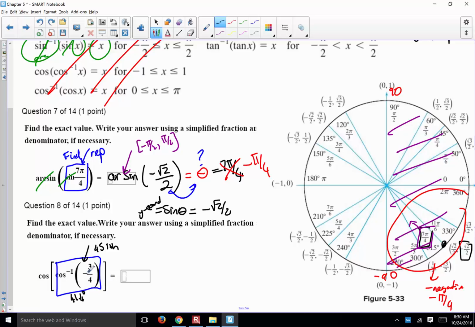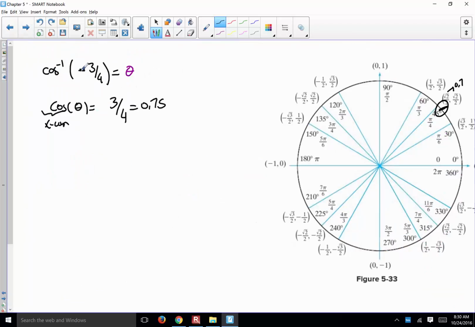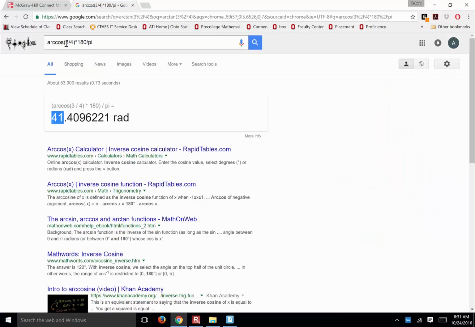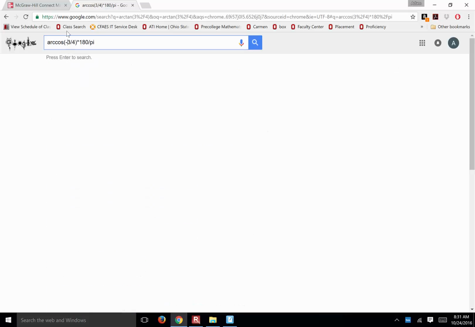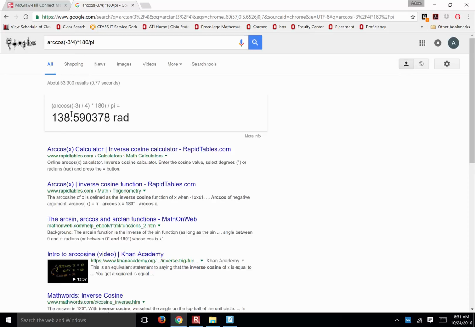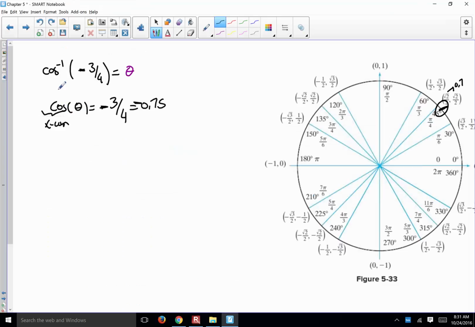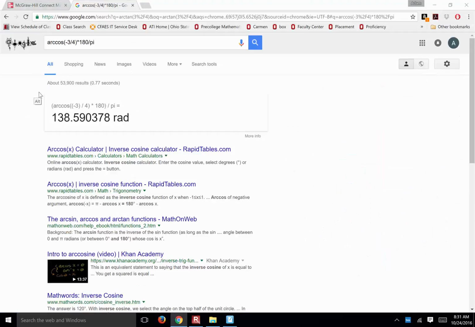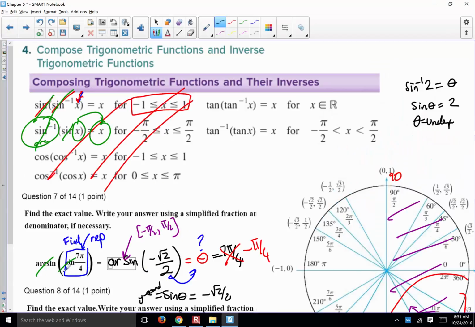Oh, this is negative though. I picked the wrong one. So this is negative, right? I ignored that one. So it's not positive 0.75, it's negative now. And I have a negative one. It's going to be in the second quadrant. I think it's going to be like 140 something. 138.5 angle. Now I'm going to put this into cosine again.